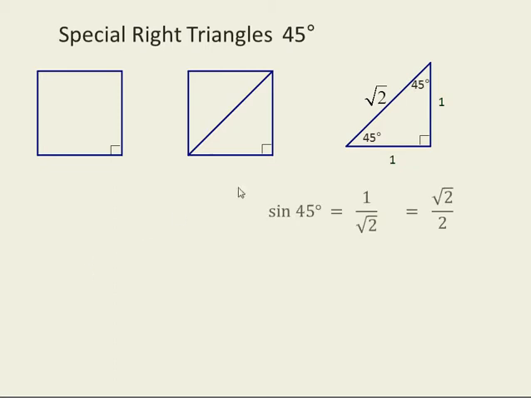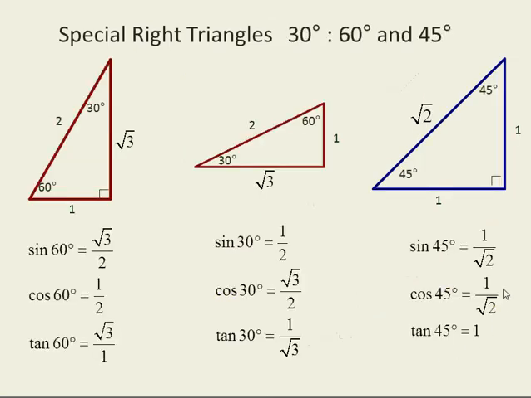Sine 45 is opposite over hypotenuse, so that's 1 over root 2. We'll look at this 45 degree here, 1 over root 2. If you want to rationalize the denominator, that's root 2 over 2. Cos, adjacent over hypotenuse, so 1 over root 2 again, and tan is 1 over 1, opposite over adjacent, or if you really want, it's sine divided by cos. 1 over root 2 divided by 1 over root 2 equals 1.